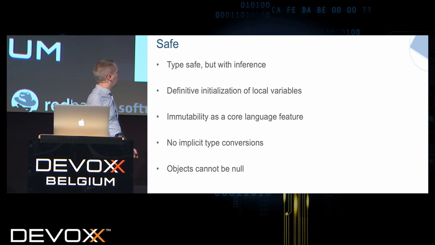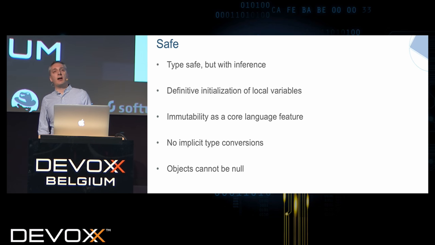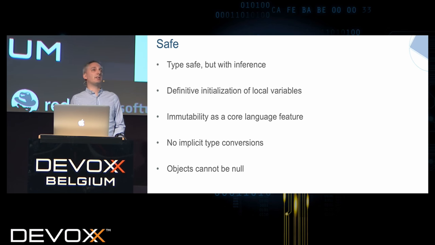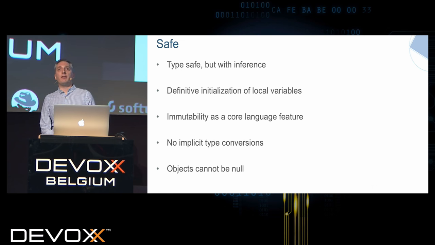And the final one is kind of strange, is that objects cannot be null. When we're used to languages like Java, if you have an object and you don't want to refer to it anymore, you can just set that reference to nil or null.